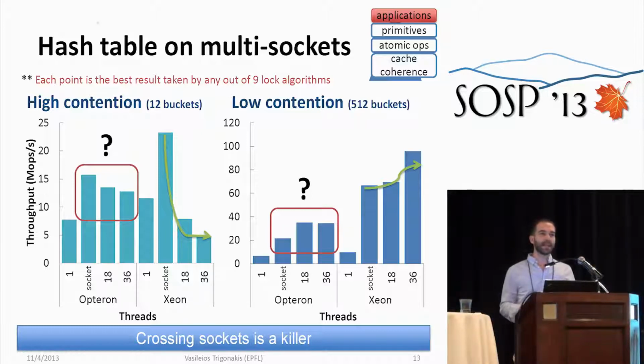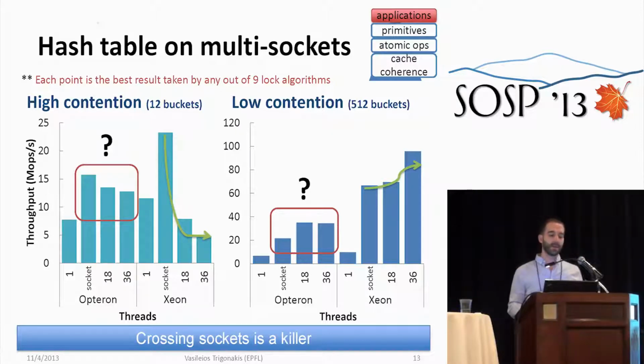If we see the results, and again first focus on the Xeon, we observe that on high contention, when we cross sockets, we get a very big decrease in the performance of the hash table, so a big negative scalability. While on low contention, when we cross sockets, the hash table pretty much stops scaling, so we don't get any real performance benefits. Of course, these results, again, verify that crossing sockets is a killer for the scalability of synchronization.